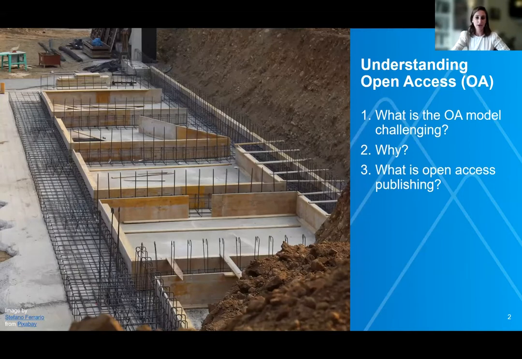Before I turn it over to our wonderful speakers, I want to lay a foundation for this afternoon's seminar by addressing three key questions. Number one, what exactly is it that the open access publishing model is challenging? What is it that the OA model and the OA movement are seeking to change or replace? Two, why is this happening? And three, once we've gotten some clarity on the answers to these earlier two questions, that will prepare us to understand the answer to the third question, which is, what is open access publishing?